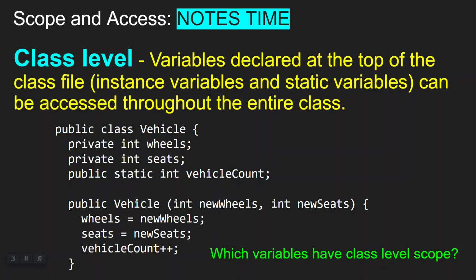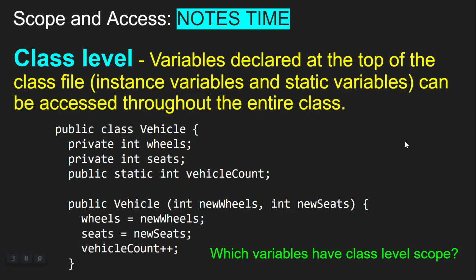So let's start by talking about what is class level. Variables that are declared at the top of the class file, so your instance variables as well as your static variables, can be accessed throughout the entire class. Here we've got our vehicle class, which has wheels, seats, and then a static variable, vehicle count. So wheels, seats, and vehicle count can be used throughout the entire class.